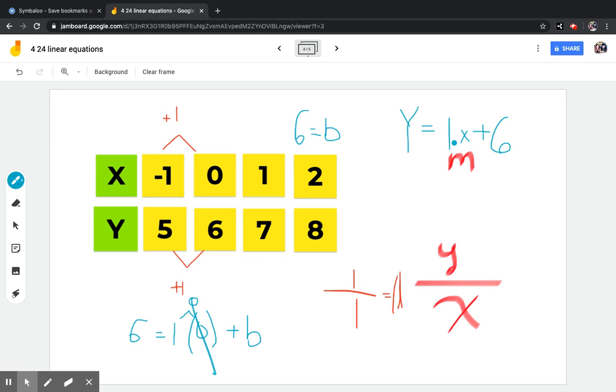Okay, and because that 1x really doesn't need to be like that, you could also write it as y equals x plus 6. Now again, this table was nice and easy, and if you try it out, y equals x plus 6, 0 plus 6 is 6. 1 plus 6 is 7. Works perfectly.